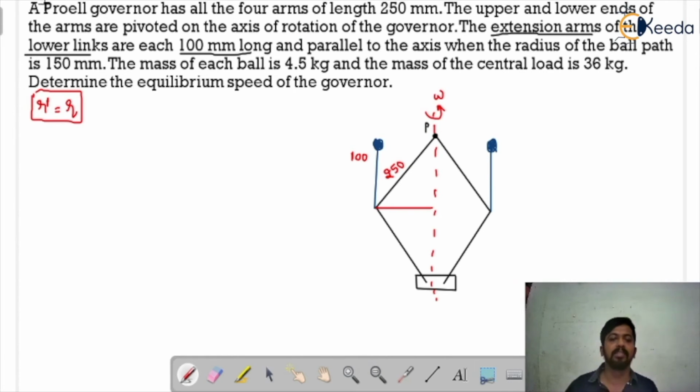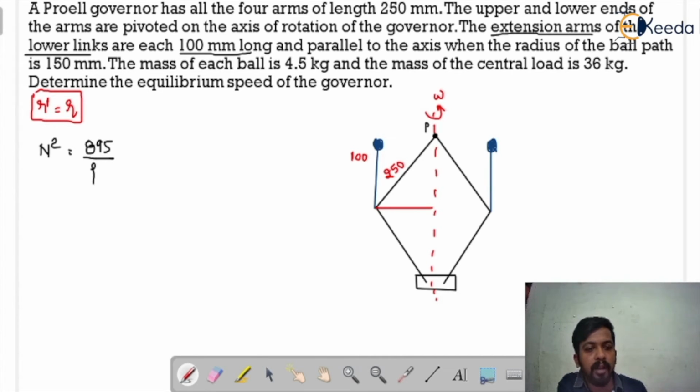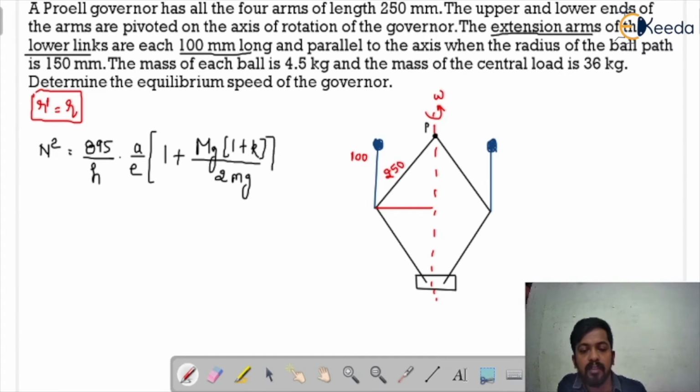When r dash is equal to r, we have to use the formula directly for finding the equilibrium speed. And what was that formula? N square is equal to 895 upon the height of the governor, multiplied by a upon e, multiplied by mg, since there is no friction in the question, so mg multiplied by 1 plus k upon twice of mg. This is the formula when r dash is equal to r.